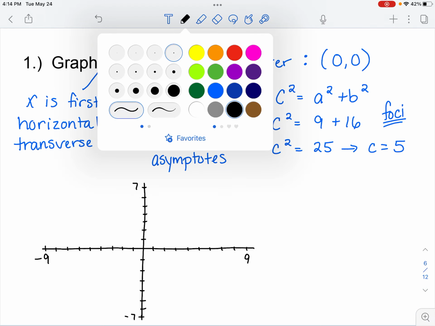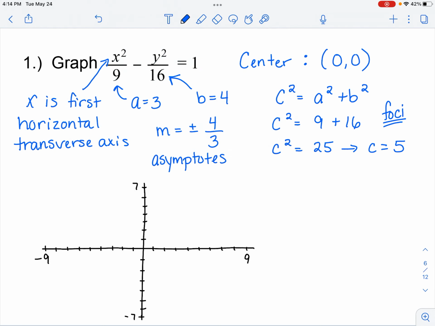All right, I'm going to start by plotting my focus points. No, not my focus points, my vertices. Sorry, I keep flipping the two. All right, this is my center, so that's where I'm going to measure everything from, the origin. All right, transverse axis is horizontal. I need to go 3 units to the left, 1, 2, 3. And 3 units to the right, 1, 2, 3. So those are my vertices, all right?